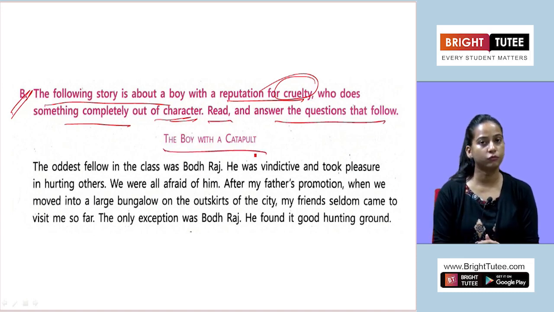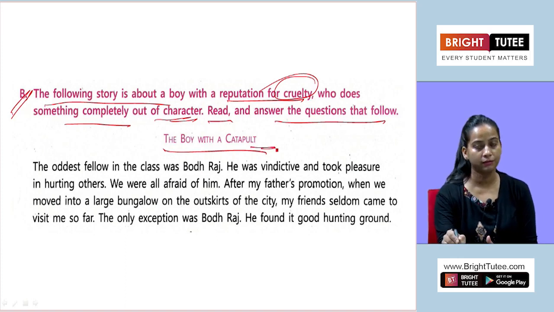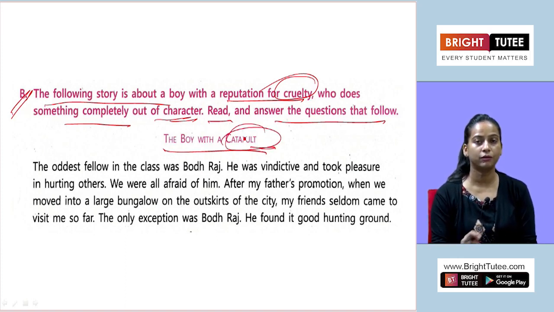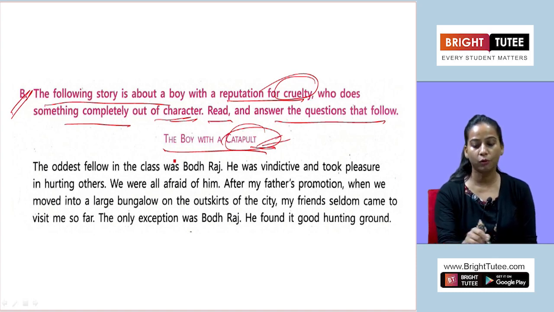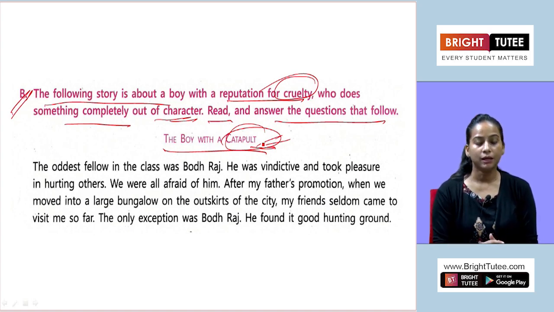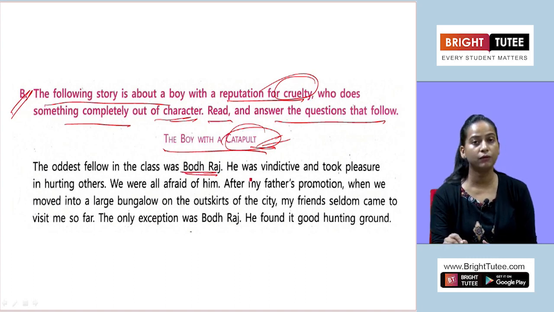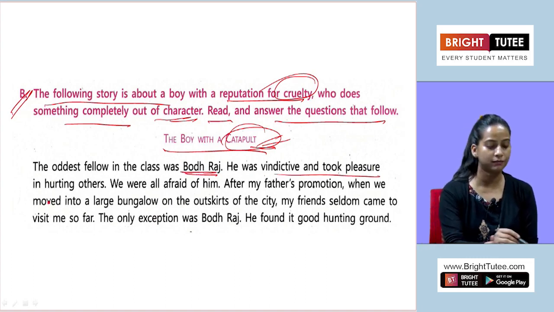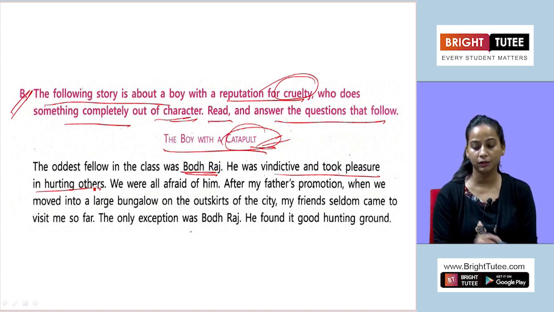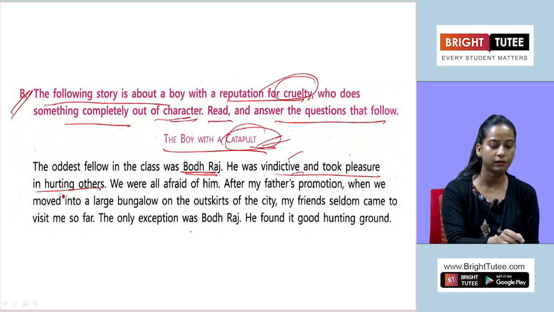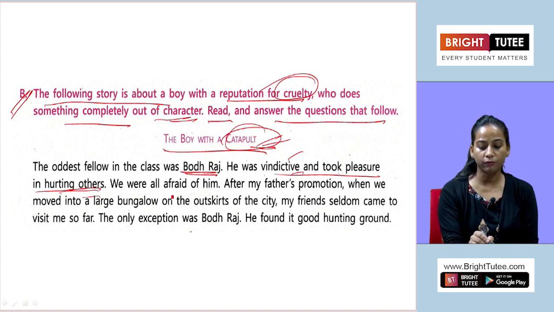Here the title of the story is given, The Boy with the Catapult. A catapult is a device that we use to hit stones or birds and all. So The Boy with the Catapult is the title of this story. The oddest fellow in the class was Bodhraj. He was vindictive and took pleasure in hurting others. He was a very mischievous sort of child who took pleasure in hurting others. We were all afraid of him.